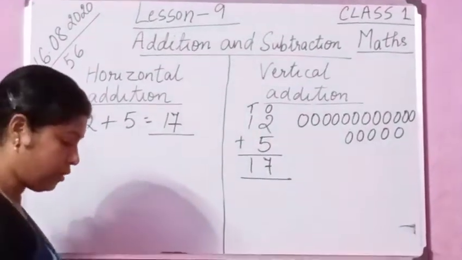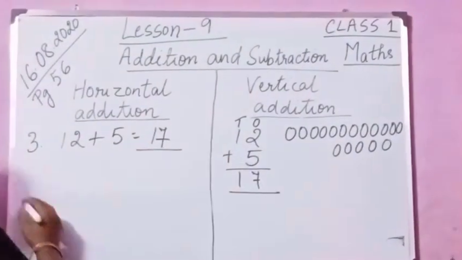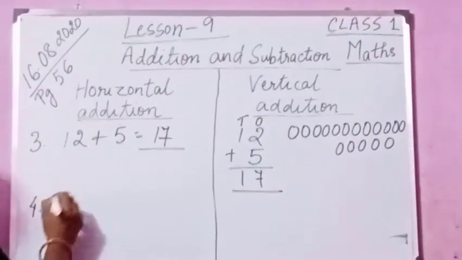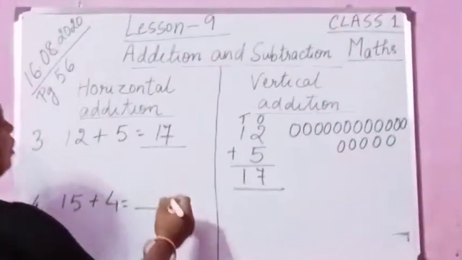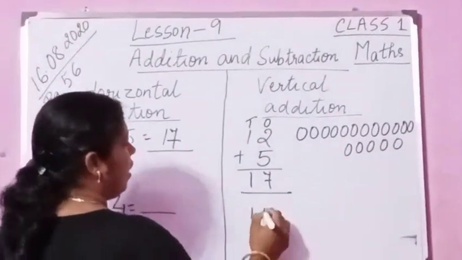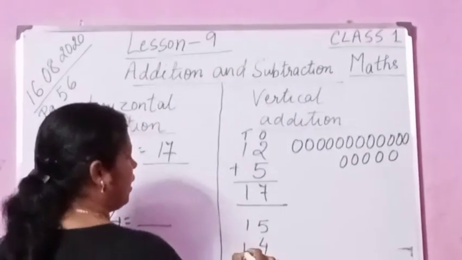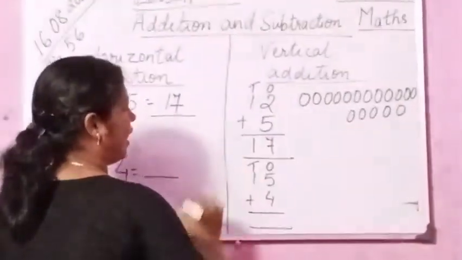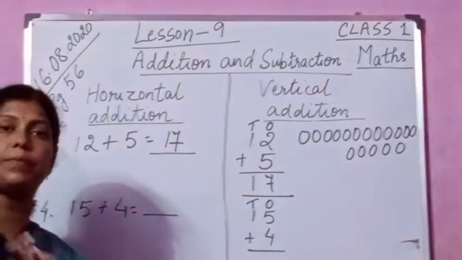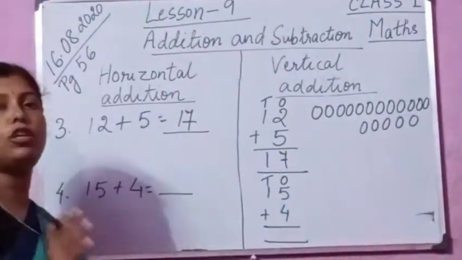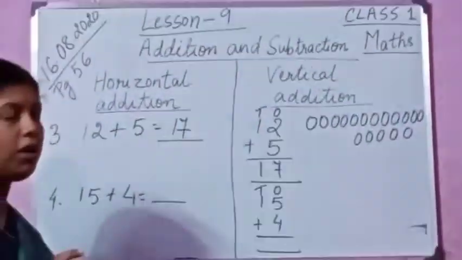Okay. Next one is 15 plus 4. Now big numbers are coming. 15 plus 4 you have to count, and here also we are doing 15 plus 4. So here in a vertical manner we will write ones, and here we are going to write tens. You have to write this when you are doing addition or subtraction. In vertical addition you have to write ones and tens.